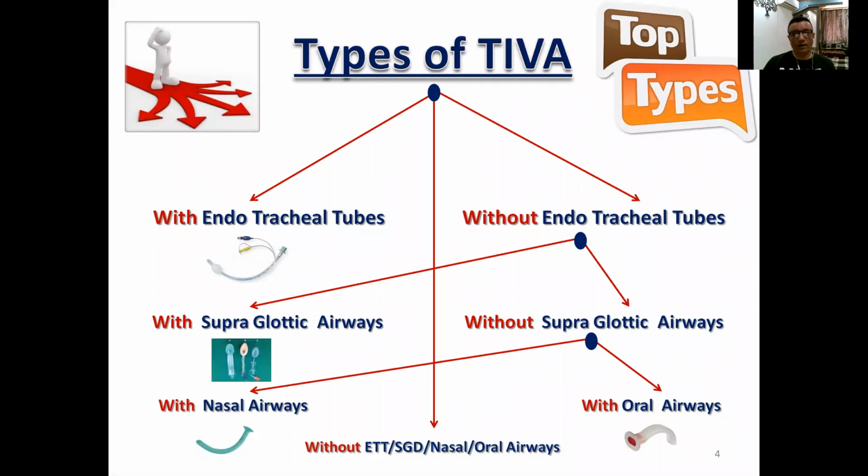So what are the types of TIVA? Types of TIVA are with endotracheal tube, without endotracheal tube, with supraglottic airway, without supraglottic airway, with nasal airway, with oral airway, or without endotracheal tube, supraglottic device, or nasal or oral airway. There are myths and misconceptions about relaxants also. Okay, that in TIVA relaxants are not used, but believe me, relaxants are also used in the TIVA technique.